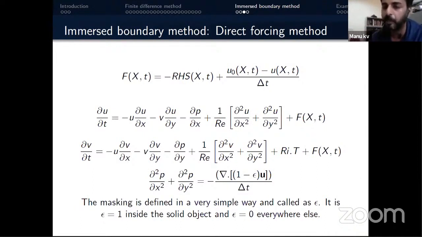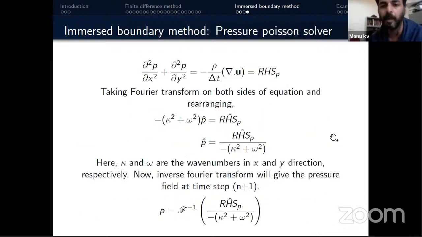So we can define that particular body and include it in the Navier-Stokes equation code. So it is extremely easy. Once we have a two-dimensional Navier-Stokes equation, we can easily add this particular part.